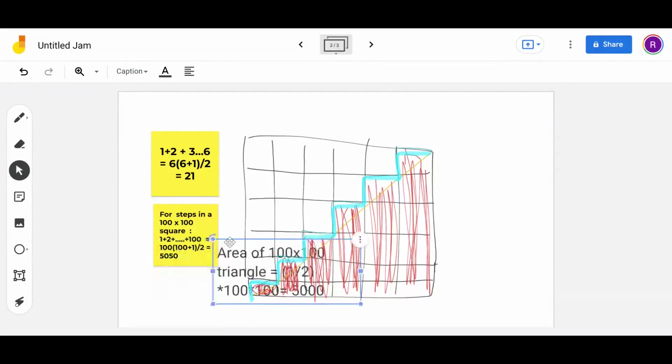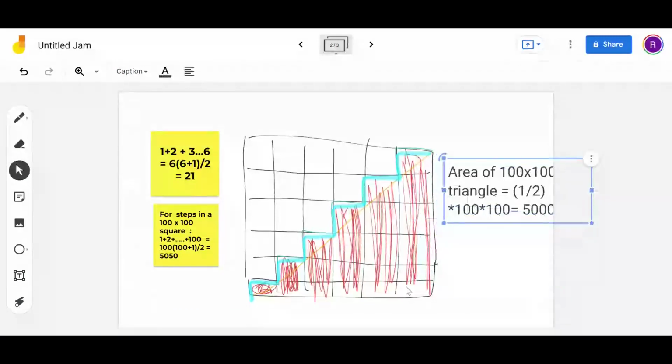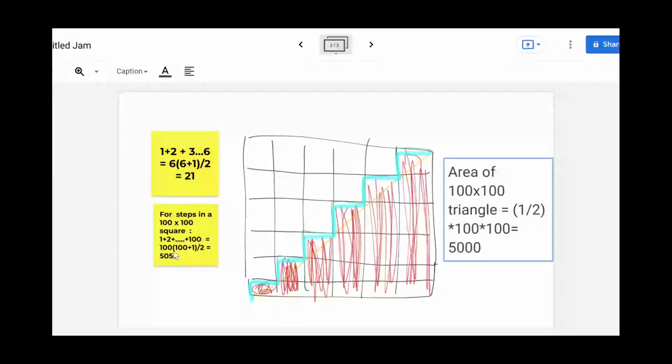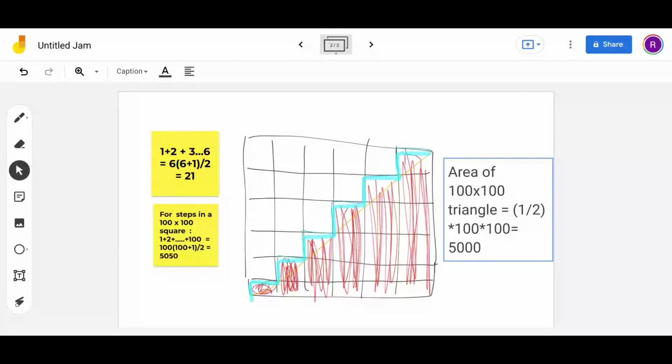So you see that the area that you got by counting the blue thing, the area under this blue thing, was 5050, and this was 5000. Where are you getting this additional 50? Where does the additional 50 come from? Who wants to say where you are getting the extra 50 from? Anyone has raised hands?